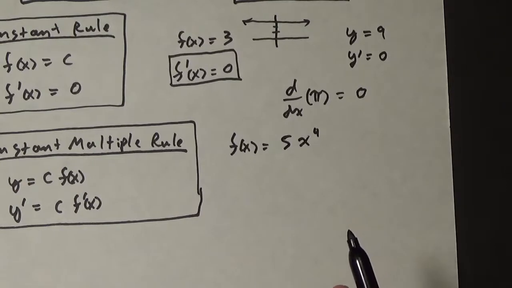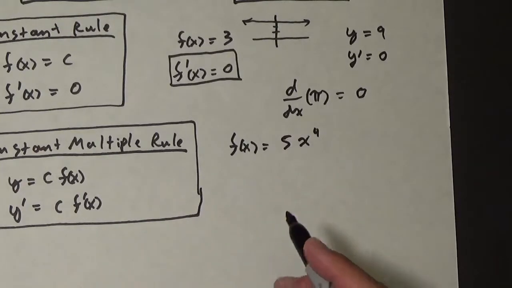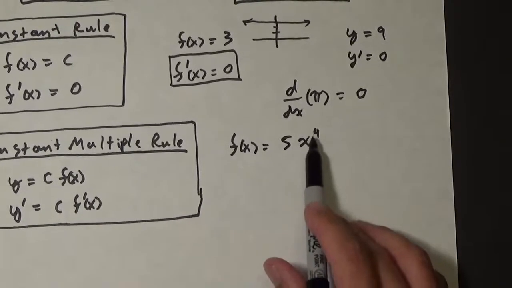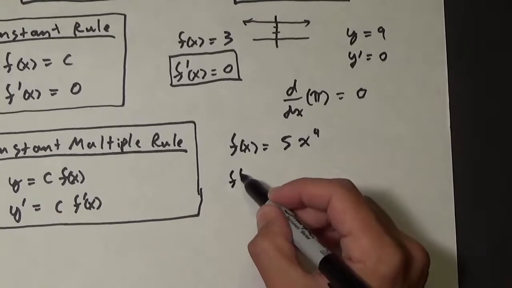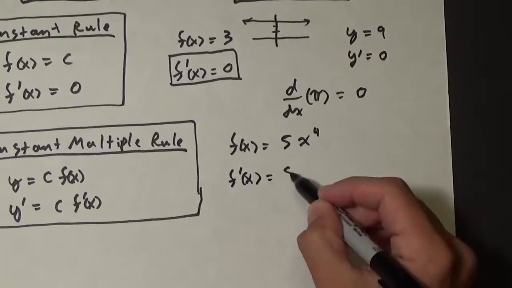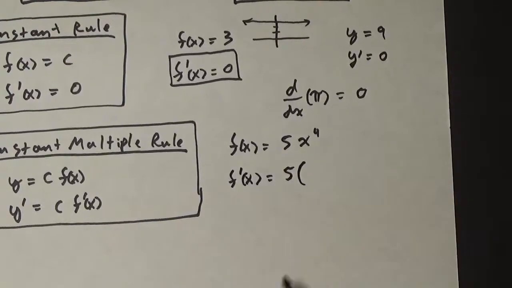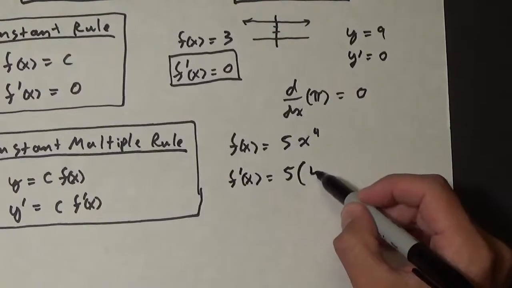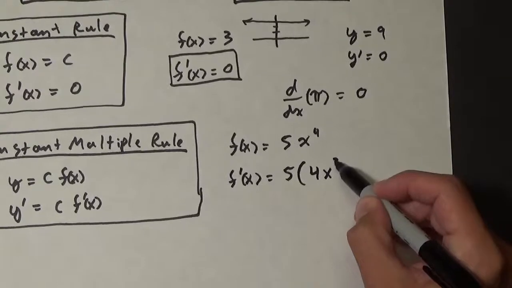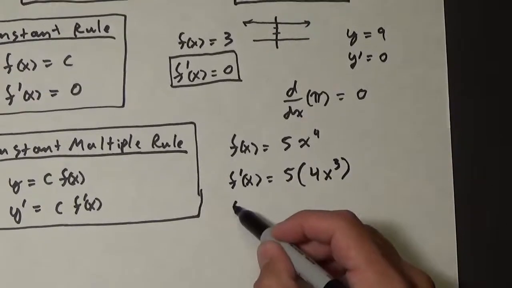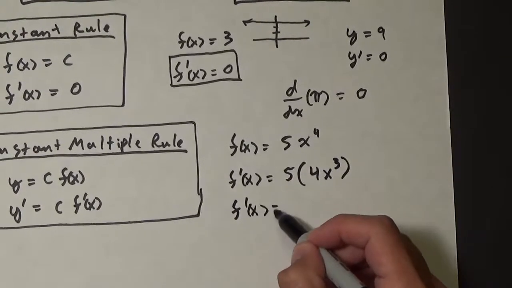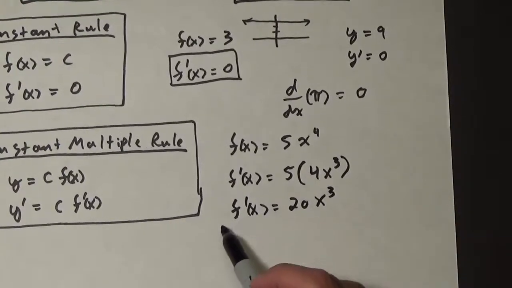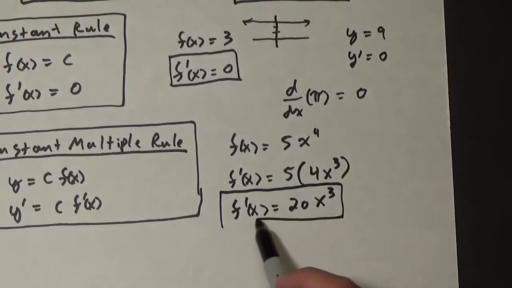Well, when you take the derivative of this, just leave the constant alone at the beginning, because all we have to do is take the constant and multiply by the derivative of this function. So f prime of x is going to be 5, just leave that out front, and then we take the derivative of x to the fourth. So we bring down the 4, and we subtract 1. And then we get f prime of x equals, well, 5 times 4 is 20x cubed.